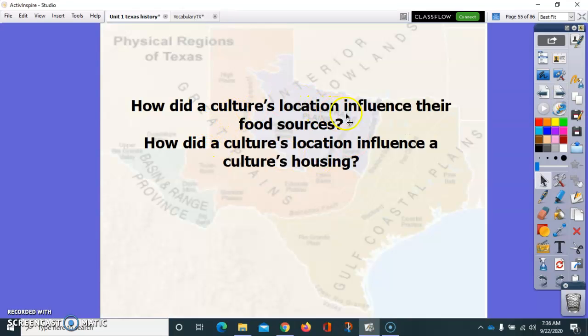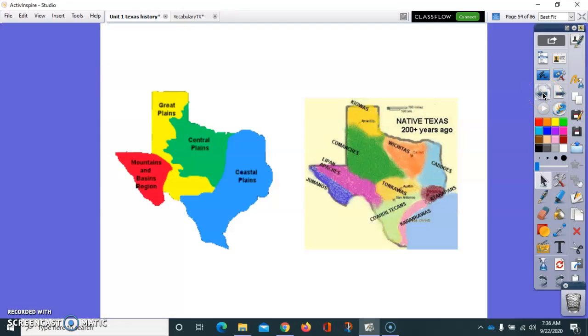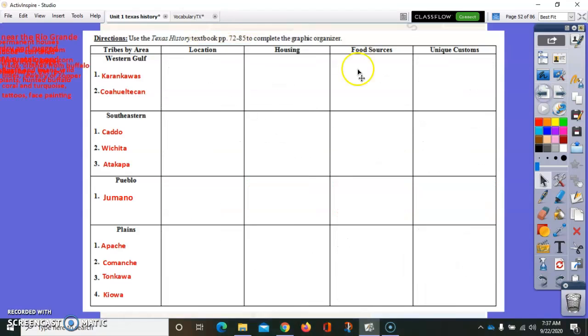How did a culture's location influence their food sources? How did a culture's location influence their housing? You're going to basically tell me about these tribes, where they're living, and how they're living. Now, I'm going to put a copy of this row with no information in it for you to remember what to focus on. Location, where do they live? Housing, what kind of houses do they live in? Food sources, how did they get the food that their people ate? And then unique customs. I will have that in the assignment directions.